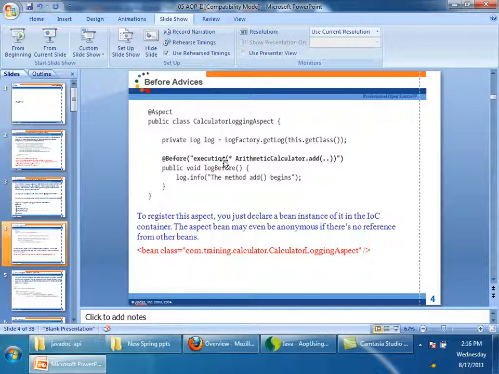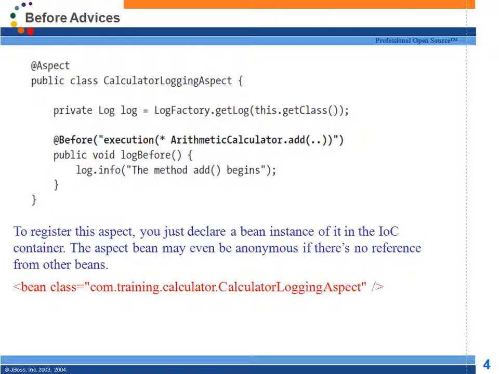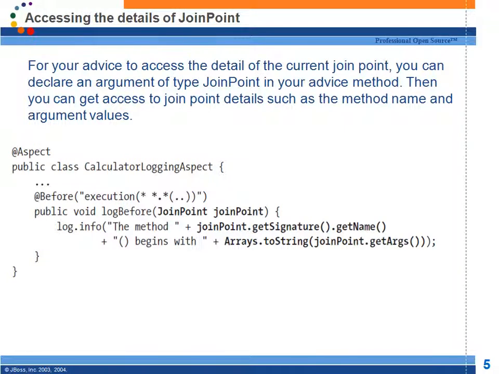To access the method details, you can make your method take a parameter called JoinPoint, and by using this join point you can get all the details. A method is nothing but a join point. You can get the signature of the method; get signature or get name will give you the method name, and joinPoint.getArgs will give you the arguments for that method as an array, right? Next.